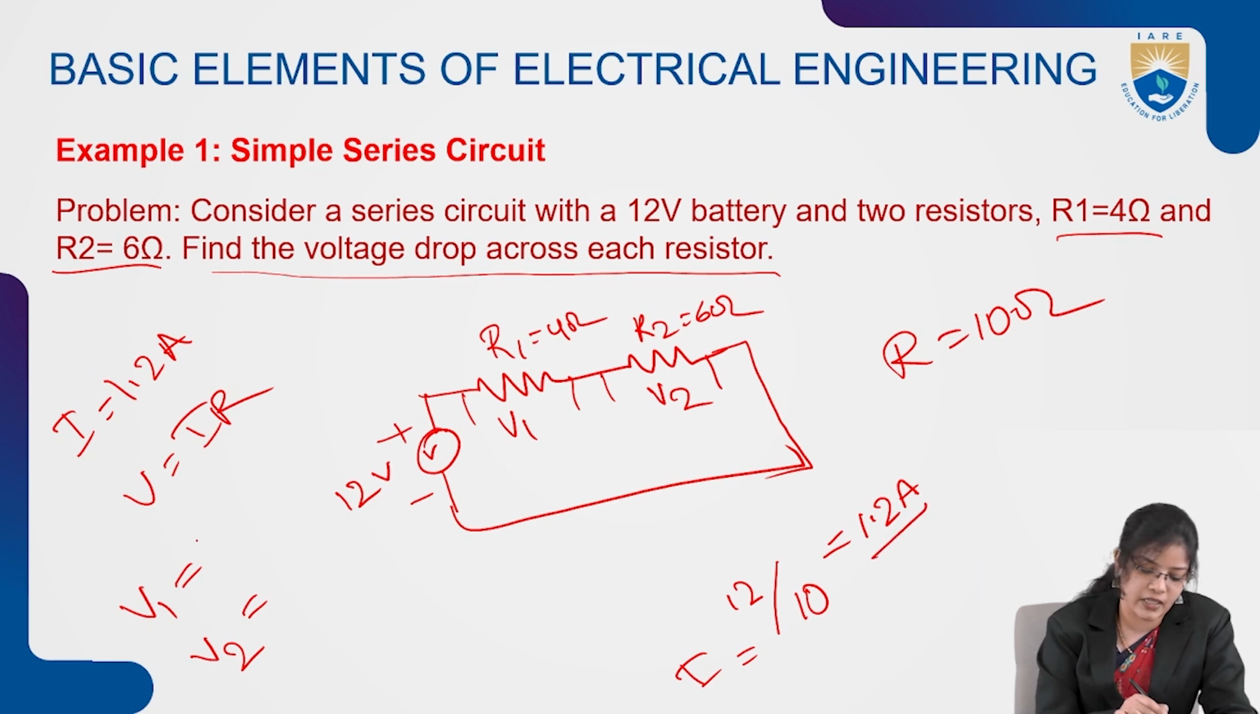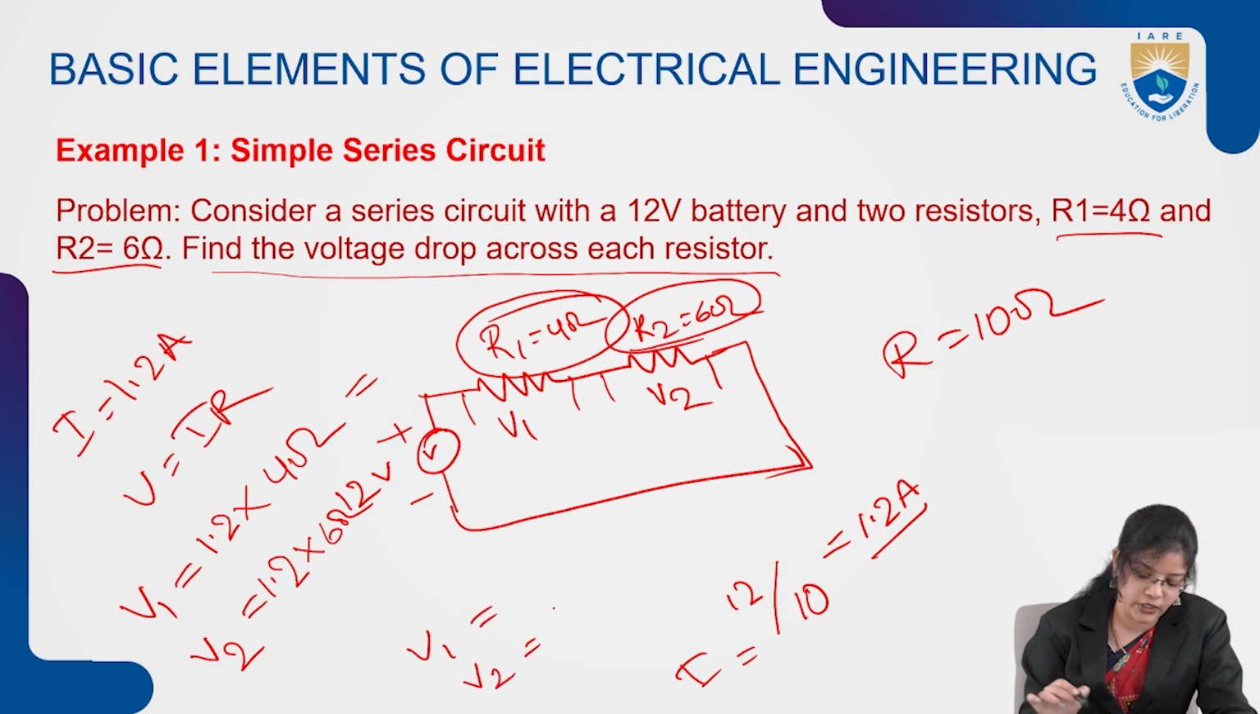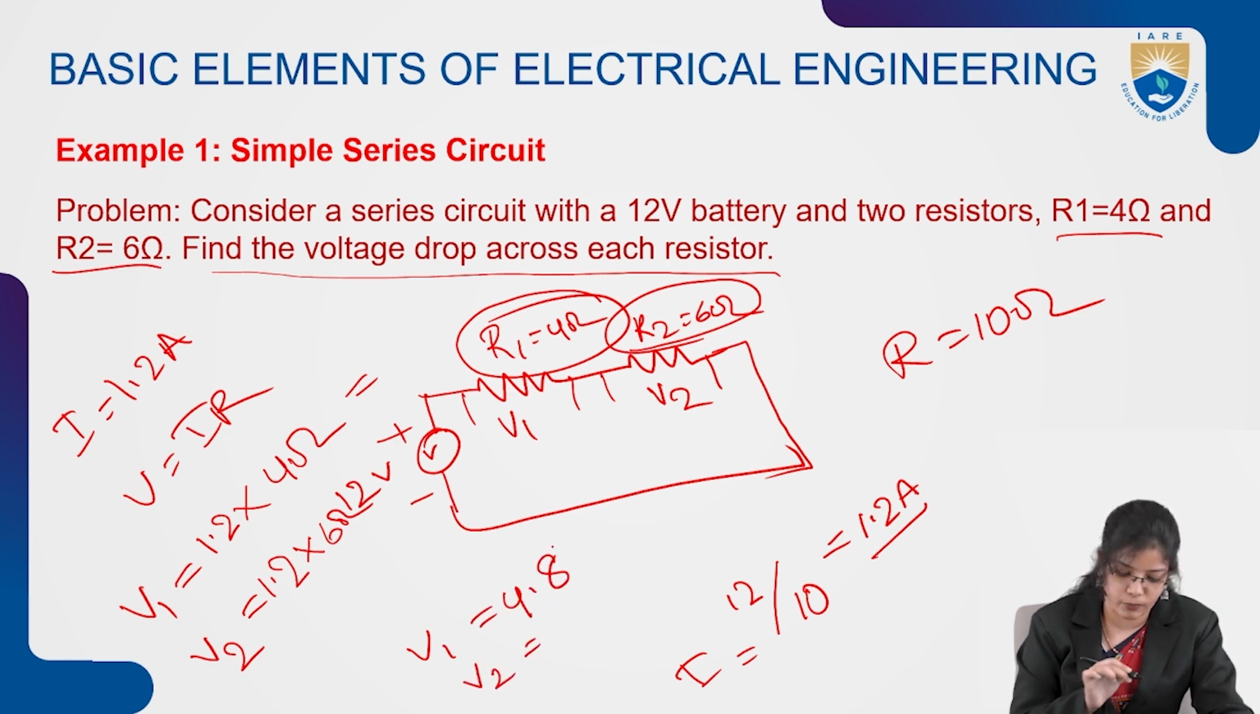V is equal to IR. The value of I is taken as 1.2 amperes and the resistance of the first element is 4 ohms. To calculate the voltage drop V2, we take the current as 1.2 amperes and the resistance of element 2 as 6 ohms. From this we can calculate V1 and V2. 1.2 into 4 is 4.8 volts, and V2 is 7.2 volts.